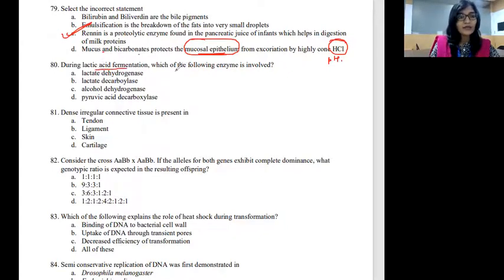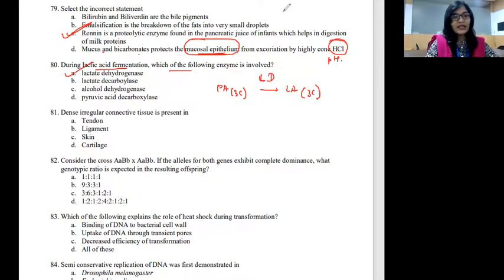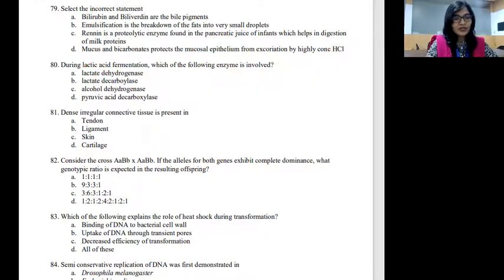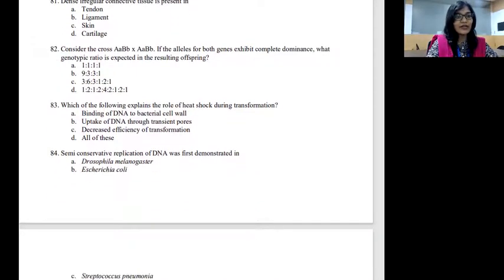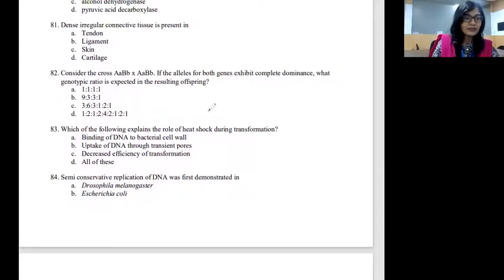During lactic acid fermentation, what exactly happens? So the pyruvic acid, which is a 3-carbon compound, is getting converted into lactic acid, which is again a 3-carbon compound. A 3-carbon getting converted into 3-carbon, so no carbon dioxide is released. The enzyme is going to be lactic acid dehydrogenase. So it's option A. Dense irregular connective tissue, where are you going to see it? In the skin. Skin is going to be a dense connective tissue, but it is irregular. So it is option C.